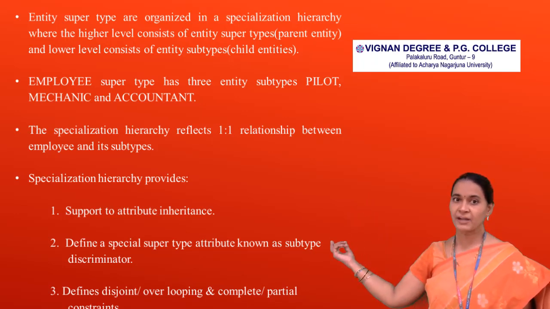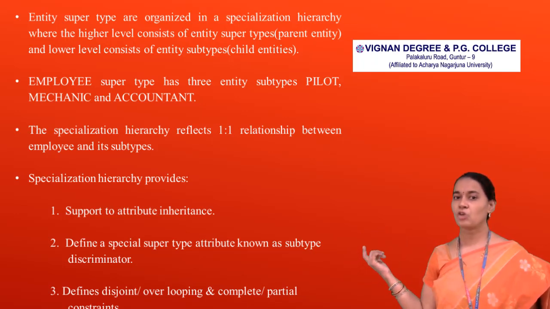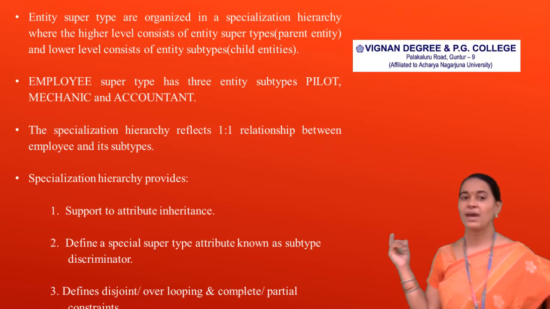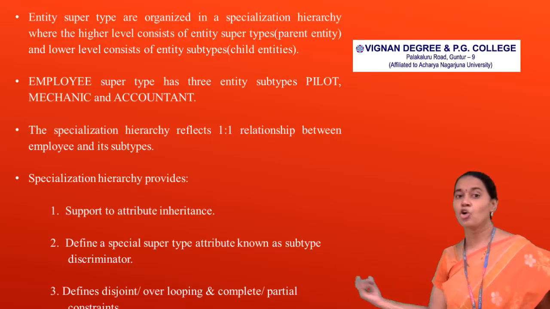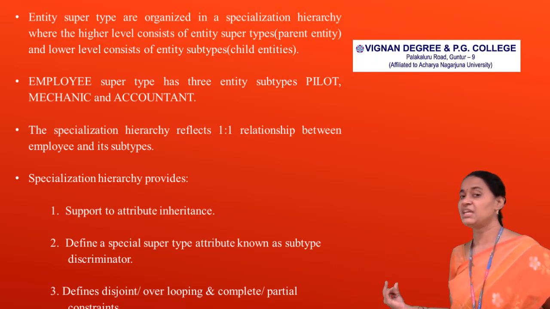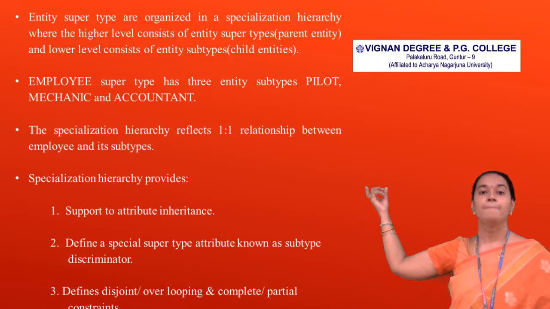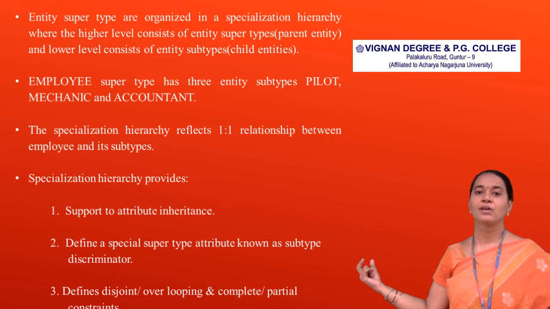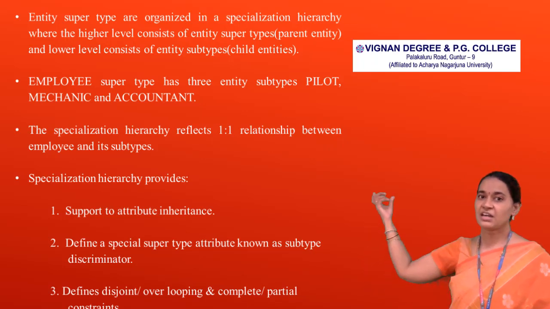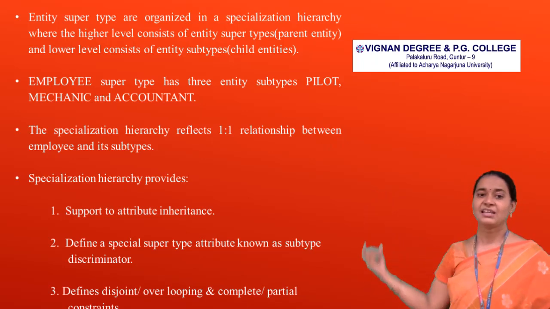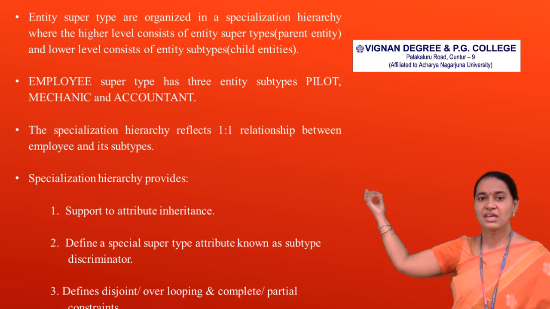So entity supertype is organized by a specialization hierarchy, where the higher level contains entity supertypes, that is the parent entity, and the lower level contains the entity subtypes, that is the child entity. The parent entity is here called the employee supertype, and the child entity is called the pilot. So here employee is a supertype.